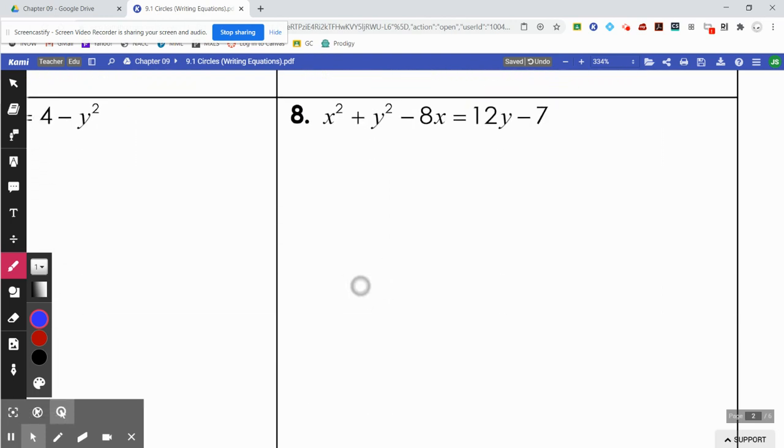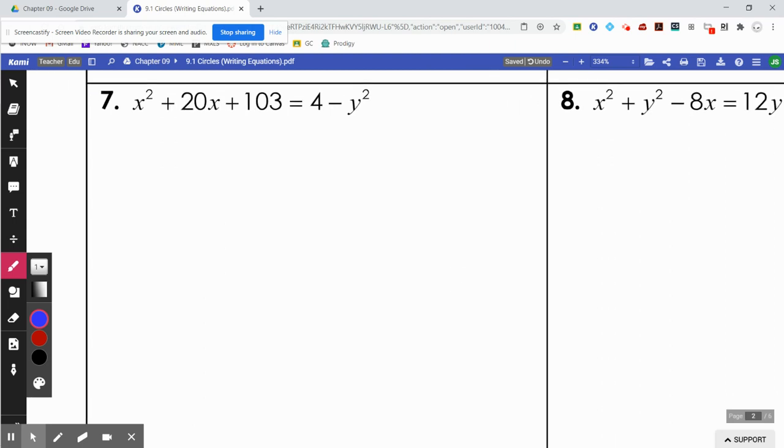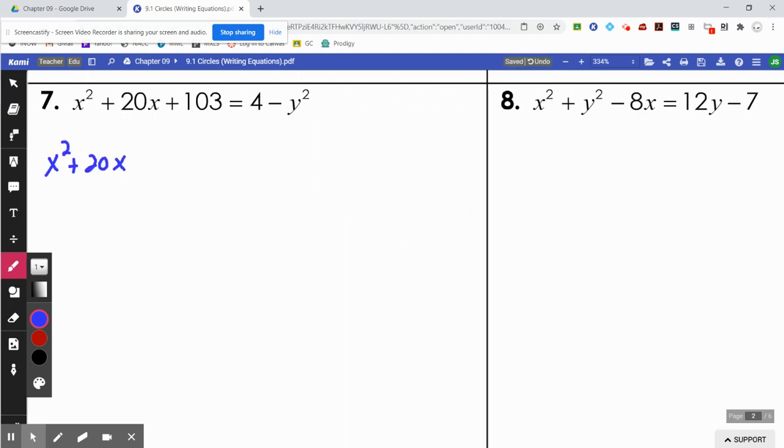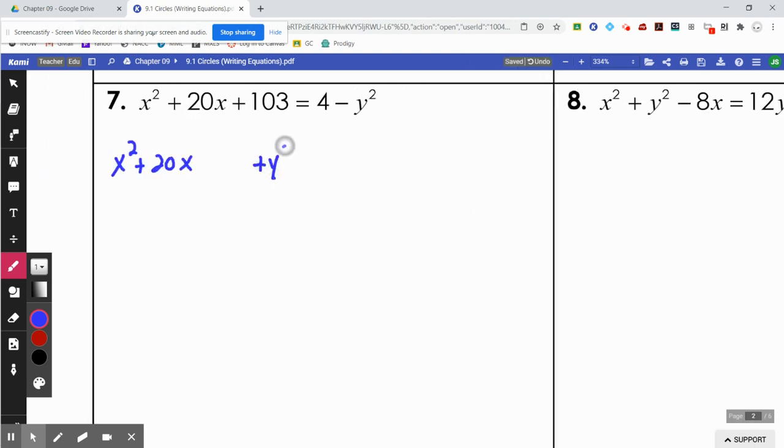Okay, the next one, number 7, doing the exact same thing. We've got our x's grouped already, x squared plus 20x. Leave a space. Let's move our y squared over, so plus y squared equals. My 103 is a constant. Let's move over there with a 4. That's going to give you a negative 99. Now, there's no other y stuff, so this is done. The y part, you can't complete that square.